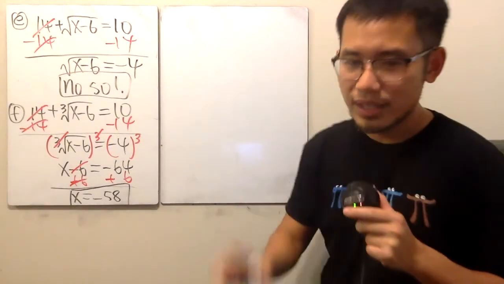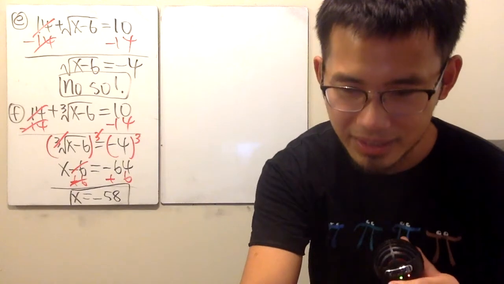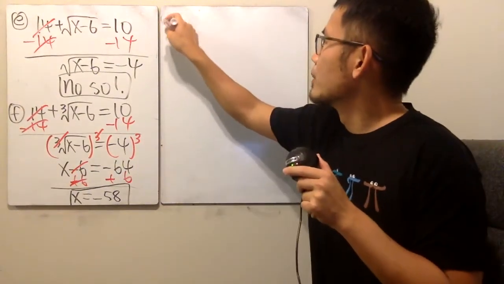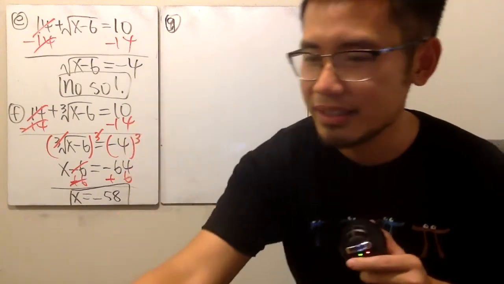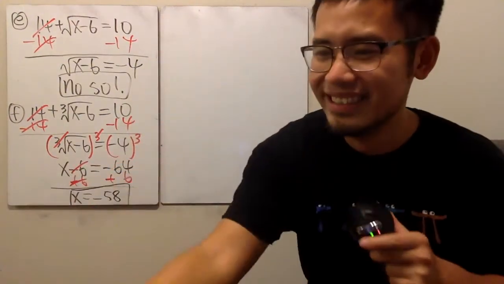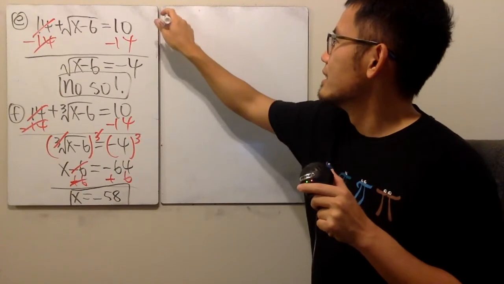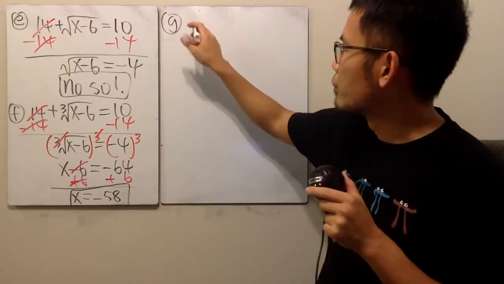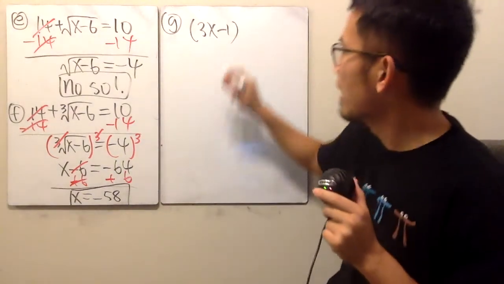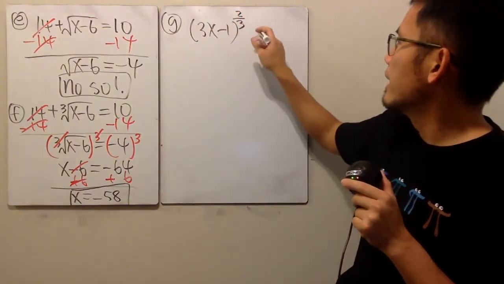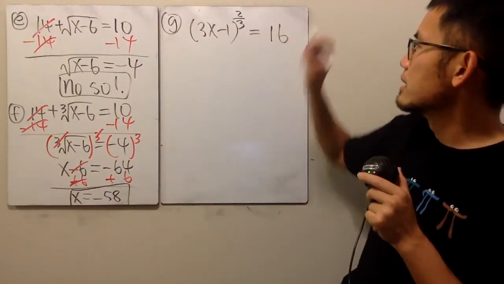All right, good news for you guys. Two more to go, right? So I'm looking at my questions right here. This is G. This right here is the G. There we go. All right, we have parentheses, 3x minus 1 raised to the 2/3 power. And then this is equal to 16.